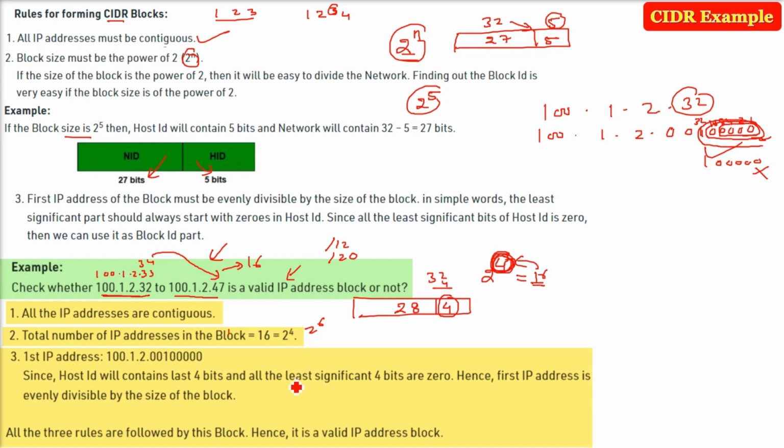In this case, we have all these rules being followed. So if you just want to write how this address will be in CIDR, the way of forming it, if you assume that 100.1.2.32 is the network address, that is it is indicating the network, so 100.1.2.32/28, which is the network address, network ID or network number, this is the answer.